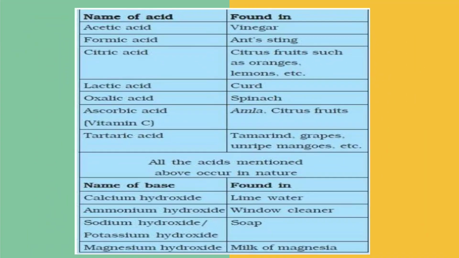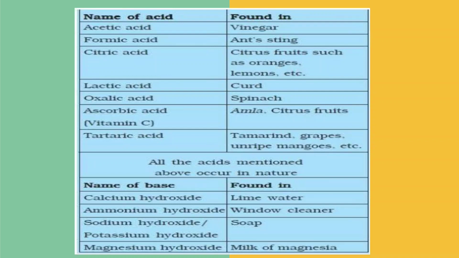Now, we will see the different types of acids and bases. Acetic acid we can find in vinegar. Formic acid, in ant stings. Citric acid, in citrus fruits. Lactic acid, in curd. Oxalic acid, in spinach. Ascorbic acid, in amla and citrus fruits. Tartaric acid, in tamarind, grapes, unripe mangoes. These all belong to acids.